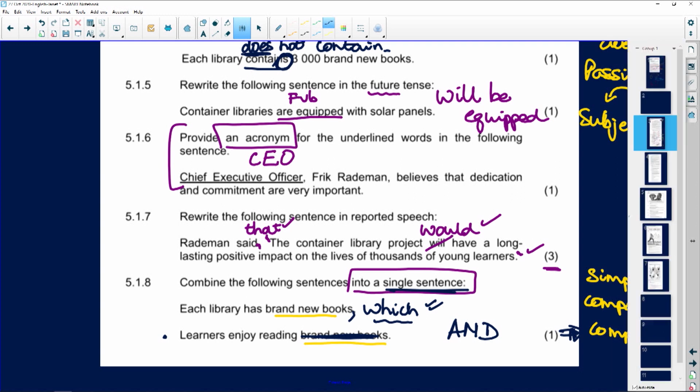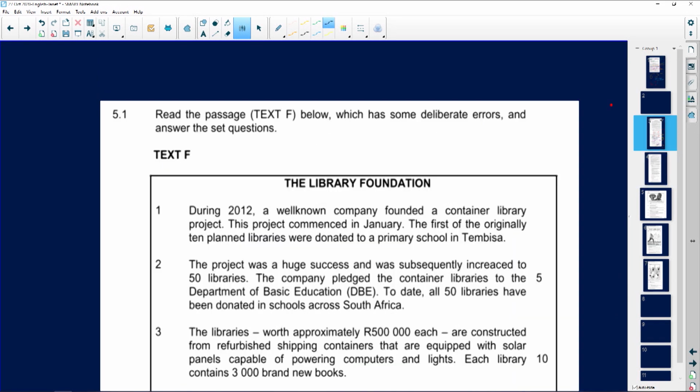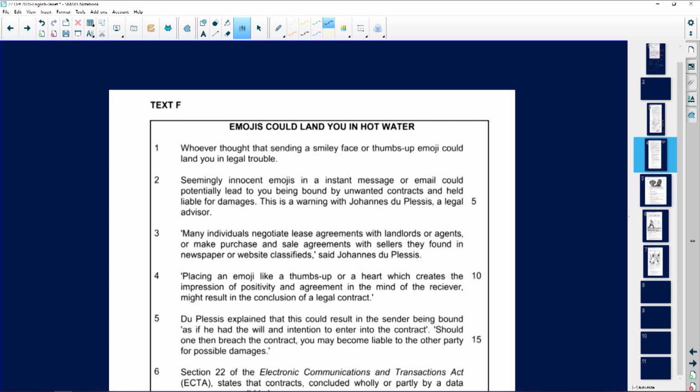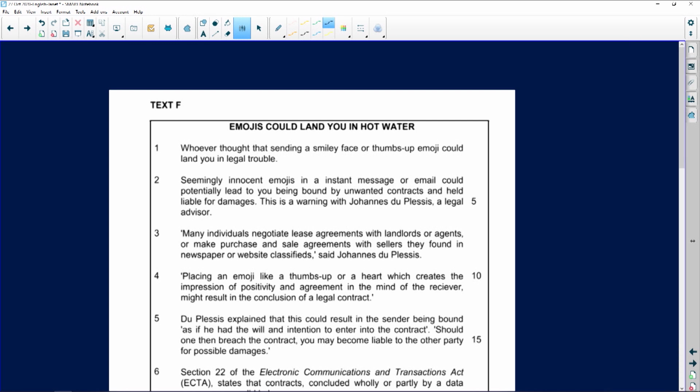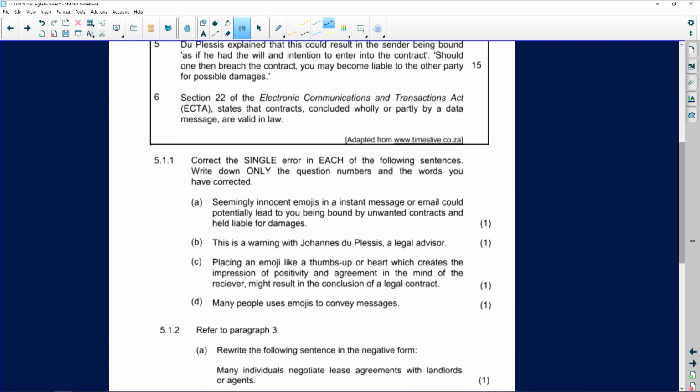Okay. And then if we go on, oh, no, this seems to be a different one. This is the Library Foundation. Okay, so this one is a different one. It's about emojis landing you in hot water. So let's have a look at what they ask here. Same thing at the beginning. You've got the for where it could be absolutely anything. You're not told. So just read it slowly and carefully. What do you see as wrong?